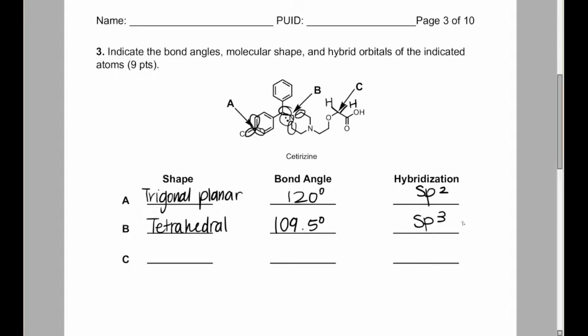And atom C is another carbon atom. It has 4 bonds and no lone pairs of electrons, so it has a tetrahedral shape because there are 4 electron domains. And again, this has a bond angle of 109.5 degrees and a hybridization of sp3 because there are 4 electron domains.